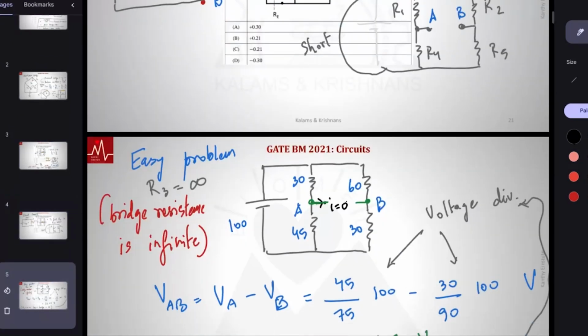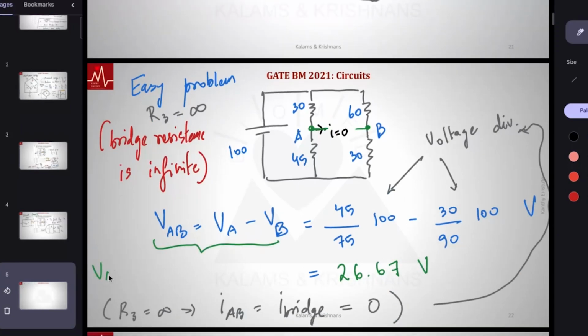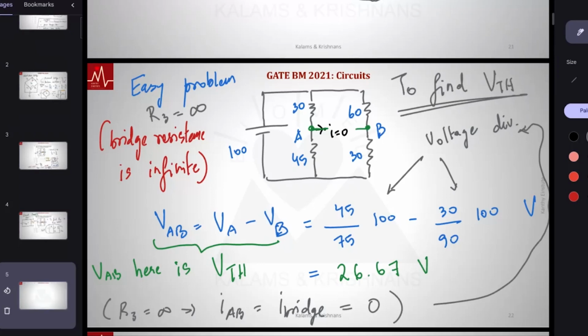Voltage across the load terminals. Notice that by definition, AB here is essentially V Thevenin. All I have done is remove the load and find the voltage across the two load terminals, which is by definition V Thevenin. We already did this. We already found the V Thevenin of the circuit.